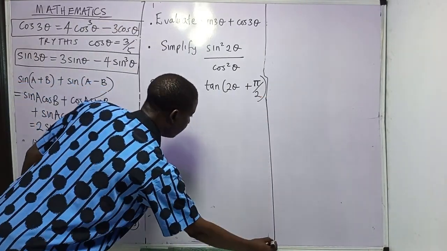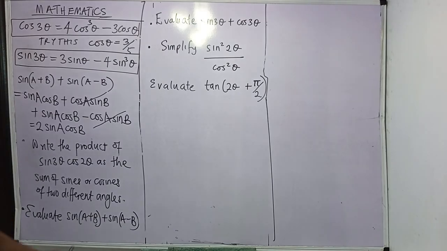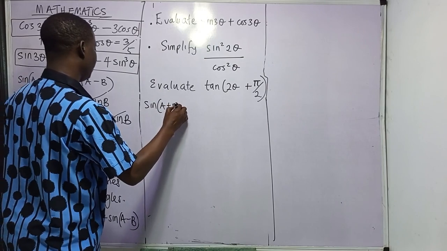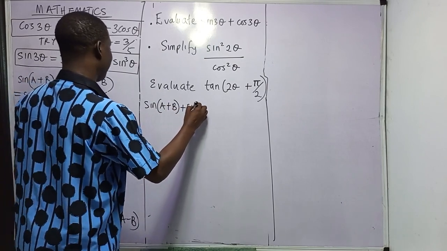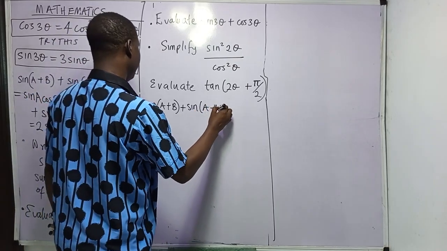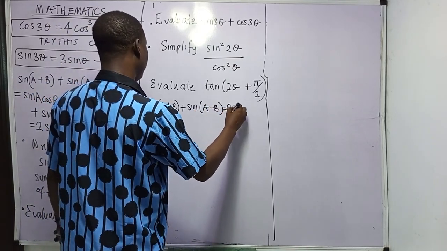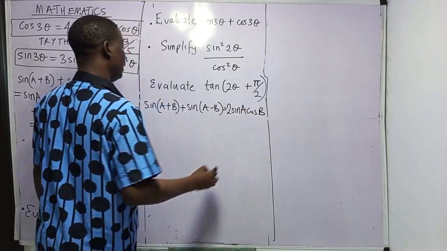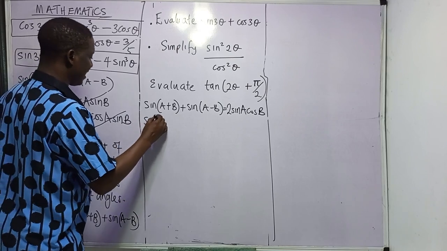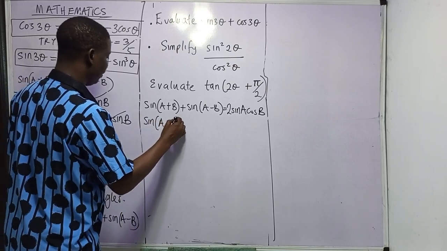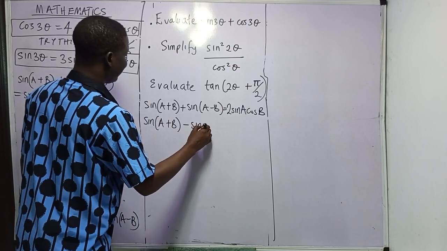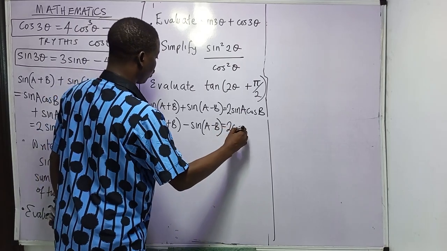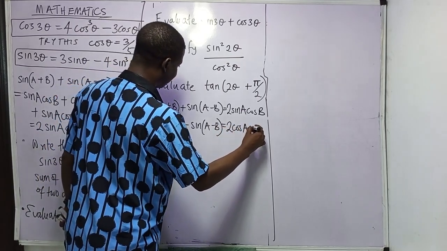This one now, what we want to do now is that means we are able to what? Conclude that sine A plus B plus sine A minus B is equal to what? 2 sine A cos B. If you do it with what? Sine A plus B minus sine A minus B, what I want to have is 2 cos A sine B.